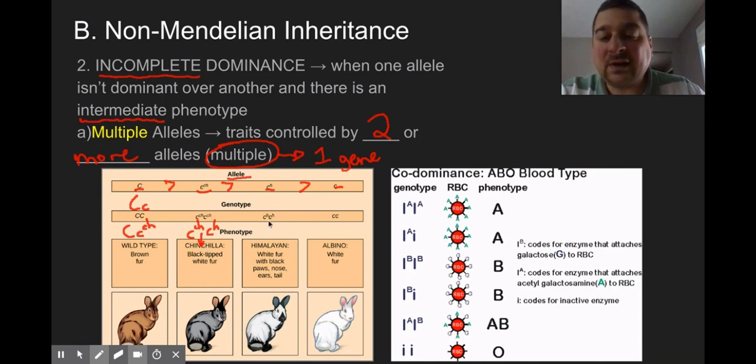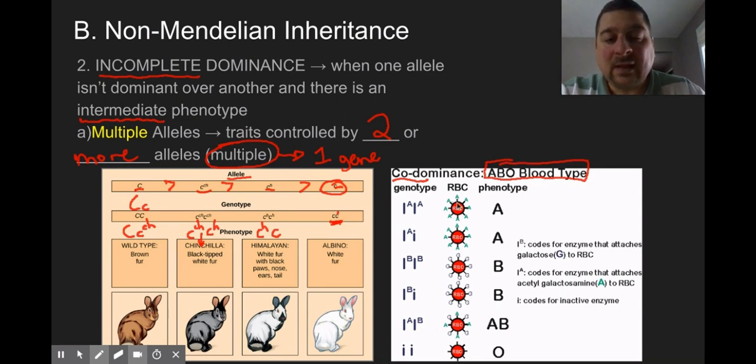Okay, the Himalayan trait, you have to have little c^h for the Himalayan, or you could have little c, little c^h, and the only one it would be dominant over is the albino allele here. So they'd be mostly white with black-tipped paws and nose and tail. The albino is a completely recessive allele, and so the only way you can get an albino rabbit is with two recessive alleles. An example of multiple alleles and codominance in humans is the ABO blood type.